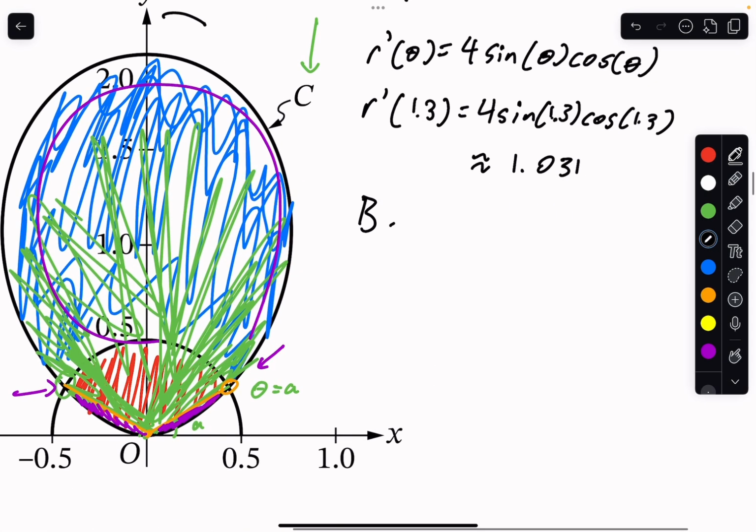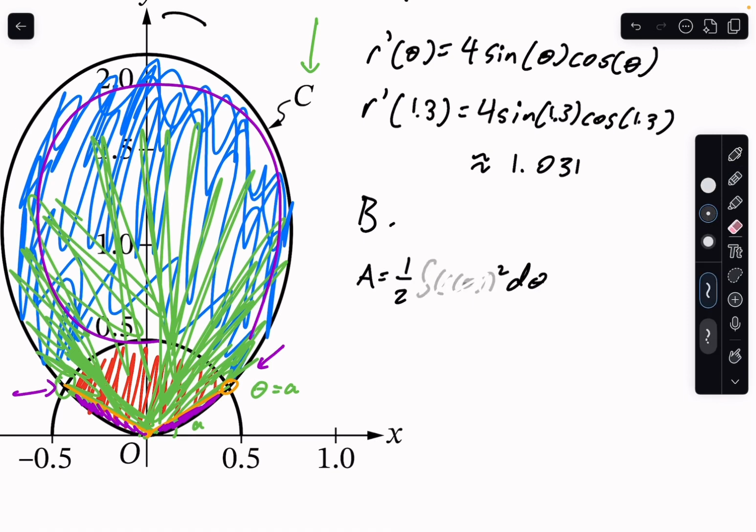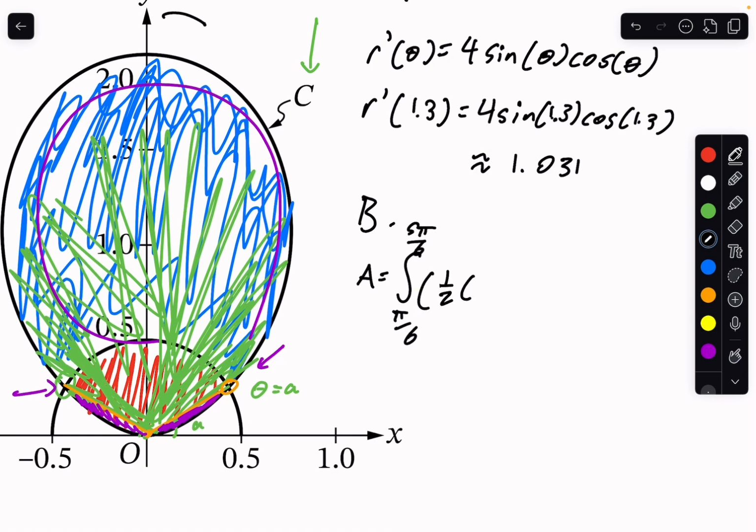All we have is area. I like to write A. What is our formula? We have 1/2 integral of r of theta squared d theta. That is the formula for an area of sector. So we can write this quite cleanly by writing it like this. We have the integral from pi over 6 to 5 pi over 6 of 1/2, and I'm going to explain this in just a second, r of theta squared. And what do we have to do? Subtract 1/2 squared d theta.